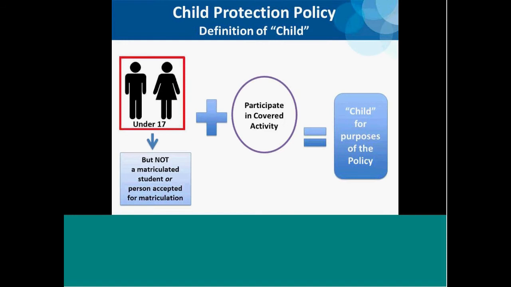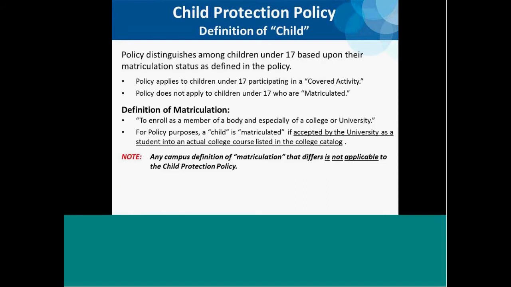This slide provides a graphic explanation of the definition of child. If a child is under 17 but not matriculated as a student, and not accepted for matriculation, and they participate in a covered activity, they are a child for purposes of the Child Protection Policy. The policy distinguishes among children under 17 based upon their matriculation status as defined in the policy. In other words, the policy applies to children under 17 participating in a covered activity, but it does not apply to children under 17 who are matriculated.